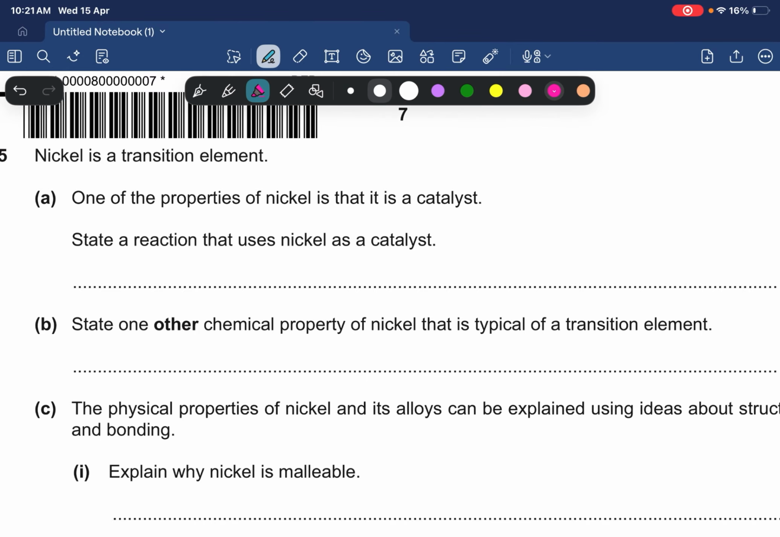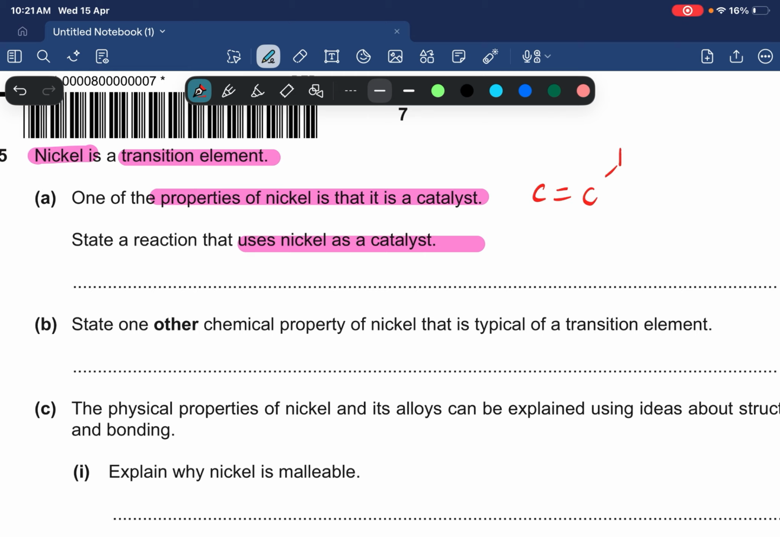Nickel is a transition element, we know it. One of the properties of nickel is that it's a catalyst. Catalyst, you know, what does a catalyst do? It speeds up the reaction. State the reaction that uses nickel as a catalyst. Do you guys remember when you had an alkene like this? Remember? And you added your hydrogen to it, hydrogenation of an alkene.